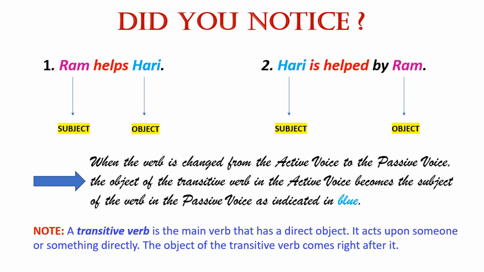Now you must be wondering what a transitive verb is. A transitive verb is a main verb that has a direct object. It acts upon someone or something directly. The object of the transitive verb comes right after it. As we can see in sentence 1, Ram helps Hari. Helps is a verb and the next word after the verb helps is Hari. So Hari becomes the object. So this kind of verb is called a transitive verb, where the object comes right after the verb.